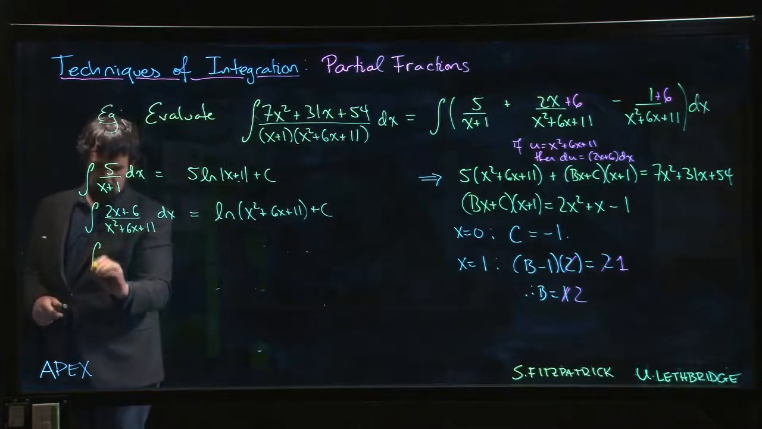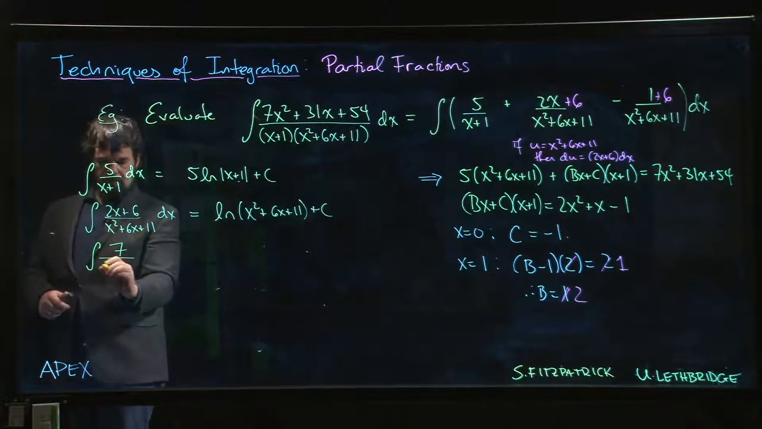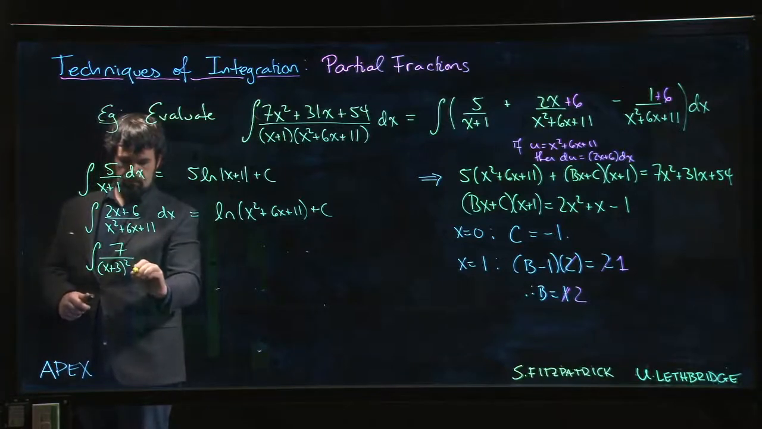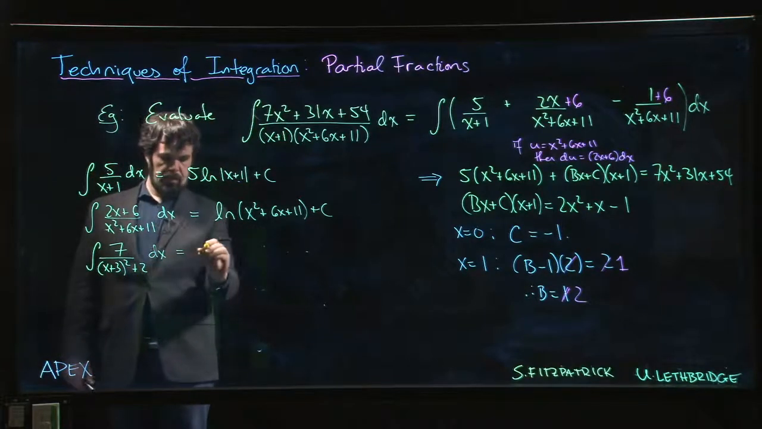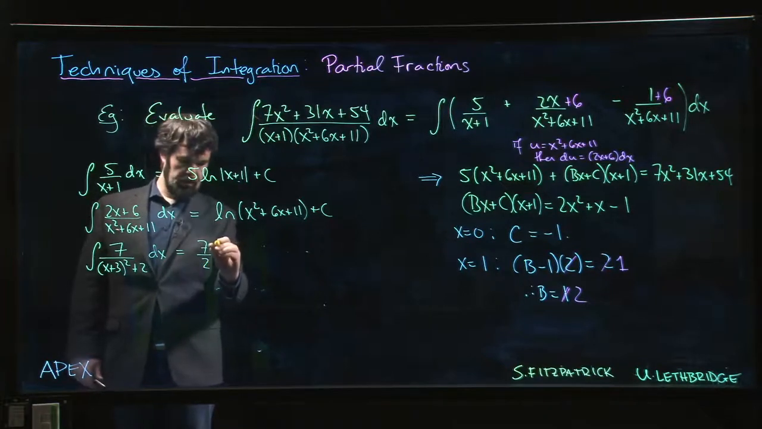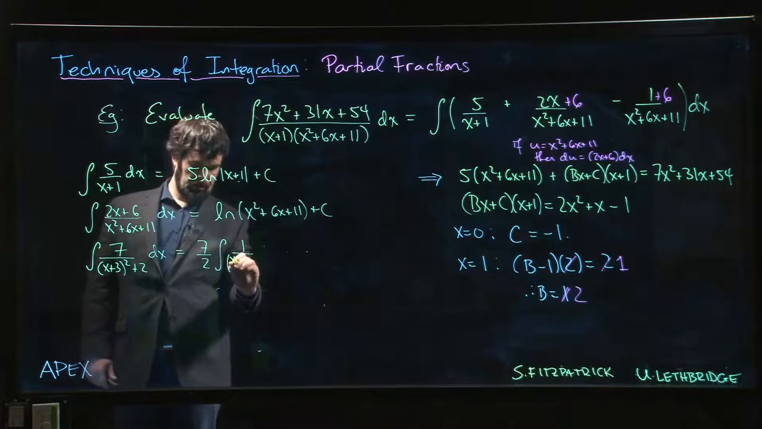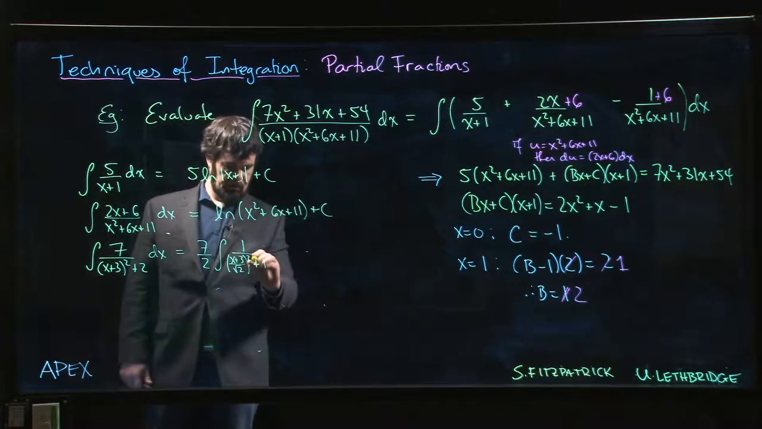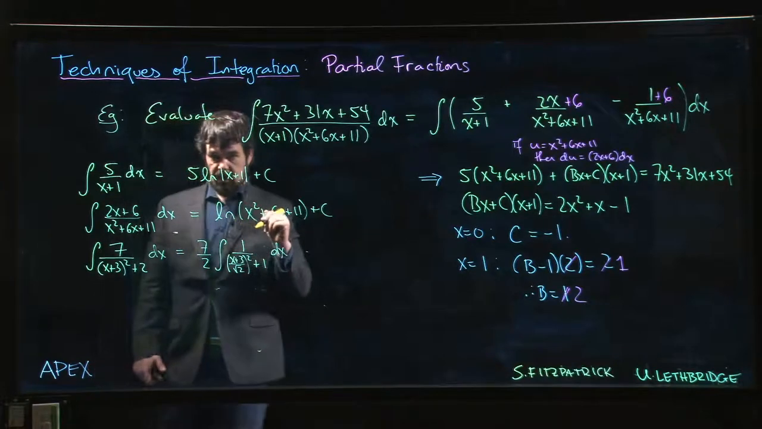That leaves us with this last integral, okay? 7 over, now that bottom, remember before I said we can complete the square, that's how we knew it was irreducible and positive. If we complete the square on this, we can write that as x plus 3 squared plus 2. Okay? Now, I'm going to bring out a 7, and actually I'm going to bring out a 2 from the bottom. 7 over 2 is the integral of 1 over x plus 3 over root 2 squared plus 1 dx.